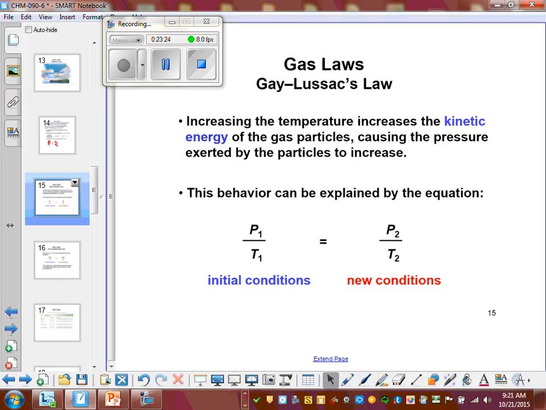Okay. So increasing the temperature increases the kinetic energy. So the molecules are moving faster. And we said molecules hitting the container walls cause pressure. So if I heat the molecules and they're going faster, pressure's going up.